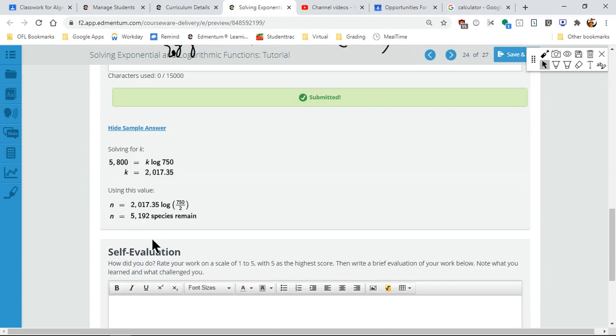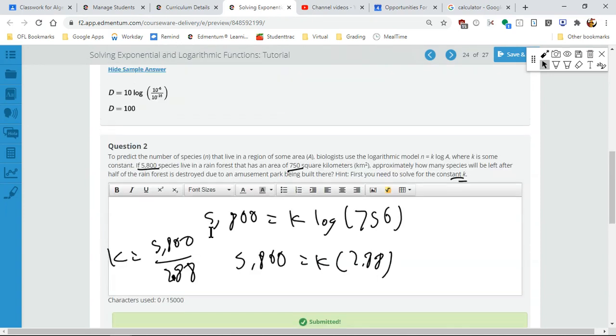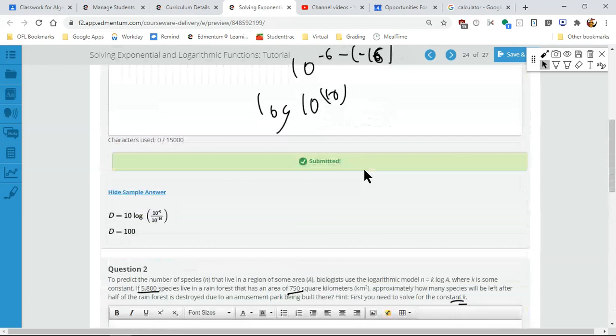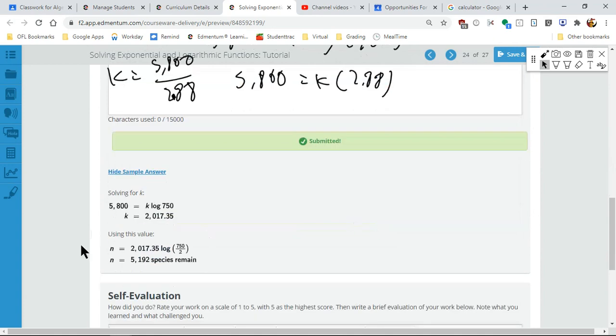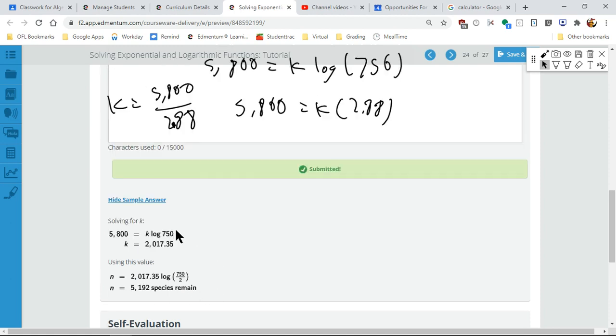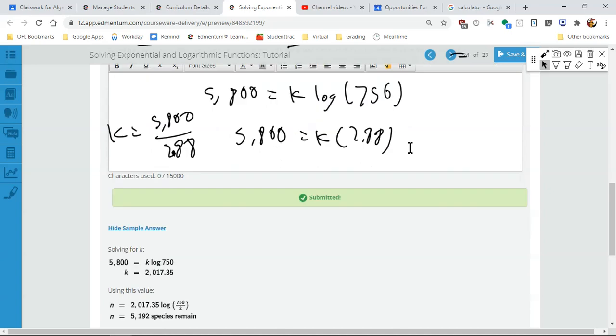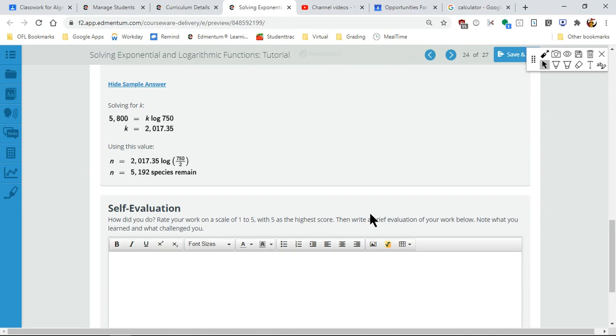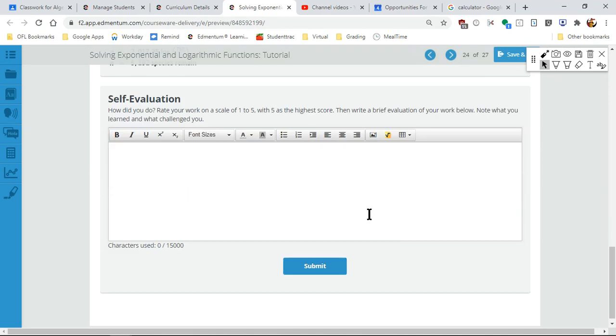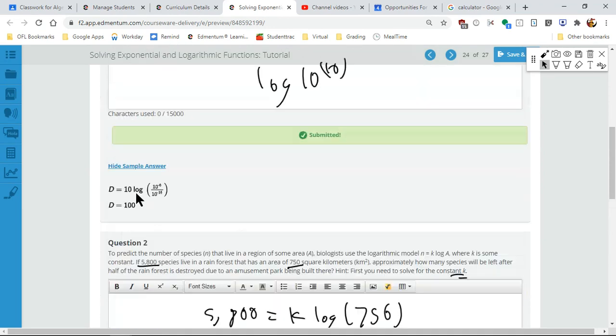And then from there, we can figure out how many species are left. So we have to figure out the K, and then we have to figure out how much once it gets cut in half. So that's where they plug in this. We're taking that area, cutting it in half, and plugging it in to solve for N. And that part, we can basically just do everything I did here, except now we have a K, and we'll solve for N. And then just solve the evaluation.